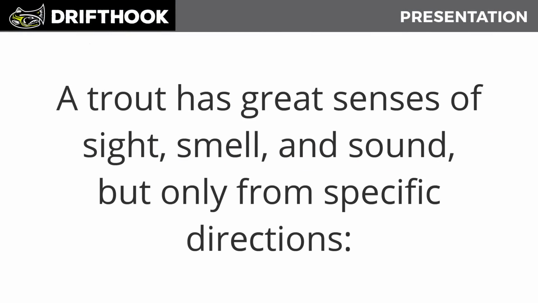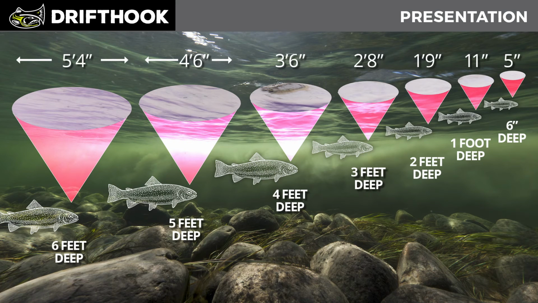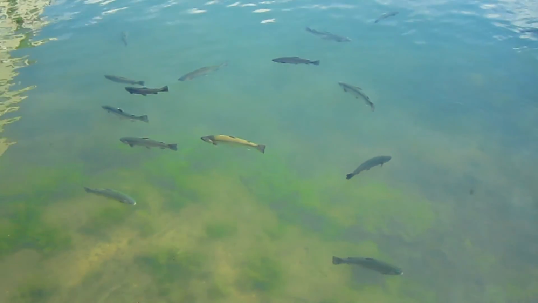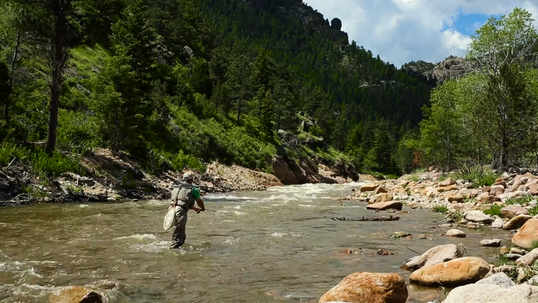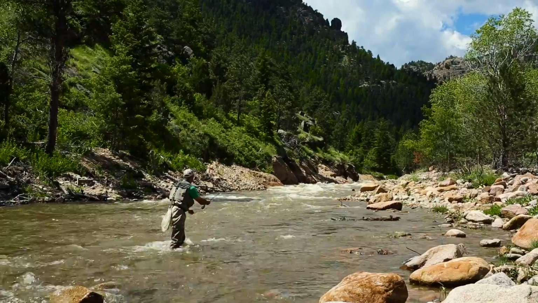A fish's perspective. A trout has a great sense of sight, smell, and sound, but only from certain directions. From this image, you will see that the trout's sight line is in the shape of a cone. If you're outside of this cone radius, then the trout are unable to see you. But the minute that you move inside of that zone, they can see you, and they are gone. Trout cannot see behind themselves, so your best option is to sneak up on them and fish upstream. If you're casting upstream, you're casting from behind them, and they can't see you.